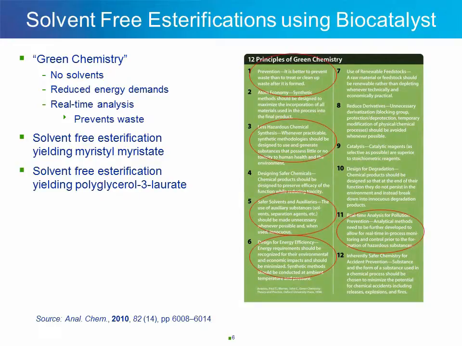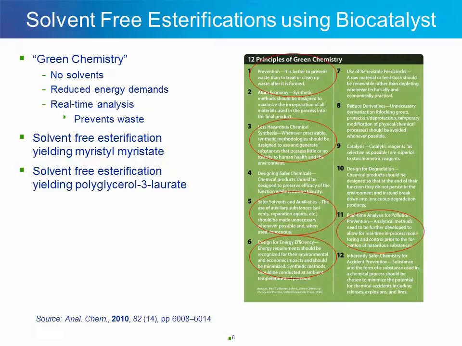The reactions studied here were the solvent-free esterification yielding myristyl myristate and solvent-free enzymatic esterification yielding polyglycerol 3-laurate. For the esterification yielding myristyl myristate, 50 grams of liquid myristyl alcohol at 60 degrees was filled into the reactor, equipped with an in situ mid-infrared ATR probe, and then an equal molar amount of myristic acid was added to the system. When complete mixing and a constant temperature in the reactor of 60 degrees were obtained, the reaction was initiated by adding the biocatalyst, which in this case was 1% weight of Novozym 435.